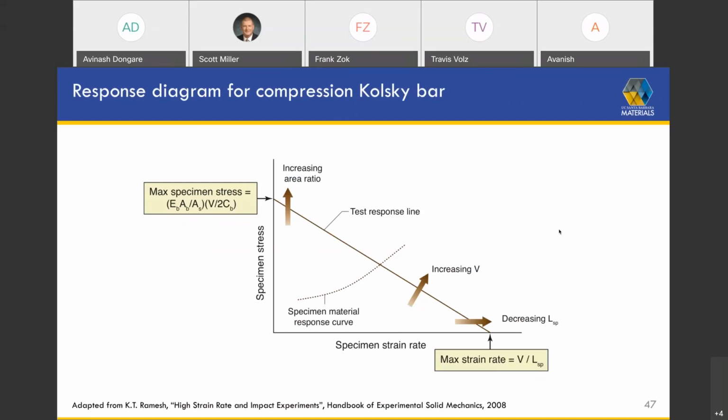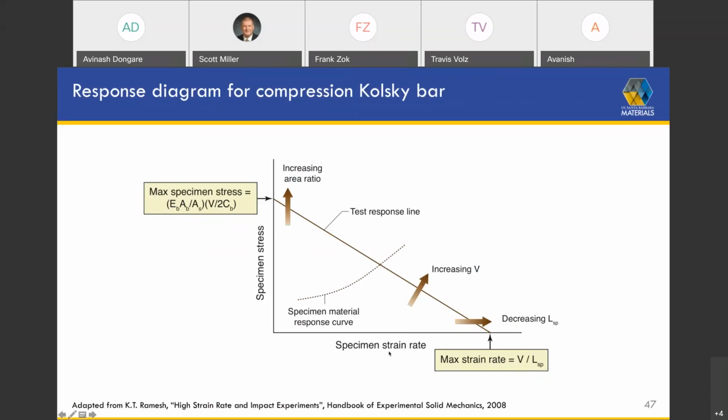And in fact, a lot of this compromise is reflected in what's known as a response diagram for the Kolsky bar test. Okay, this is an adaptation from K.T. Ramesh's article. But if you look at all of the basic equations we presented last day, you can plot results of a Kolsky impact test, a Kolsky bar test, in terms of the stress that you can achieve on the specimen and the specimen strain rate.